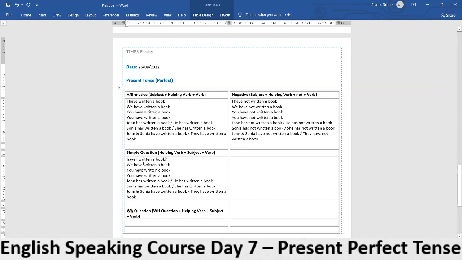Similarly, the next one: have we written a book? Perfect. So, have we written a book? Now, please tell me, are these two sentences correct or not?